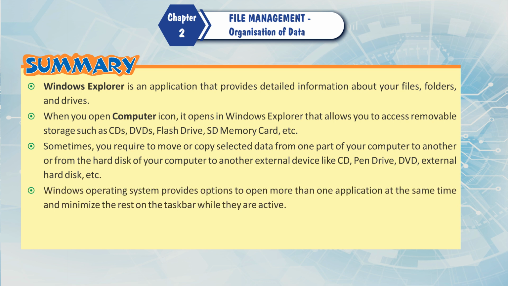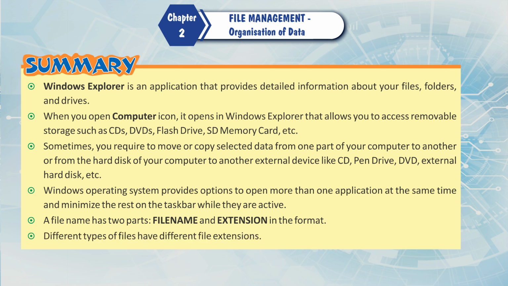Windows operating system provides options to open more than one application at the same time and minimize the rest on the taskbar while they are active. A file name has two parts, file name and extension, in the format. Different types of files have different file extensions.